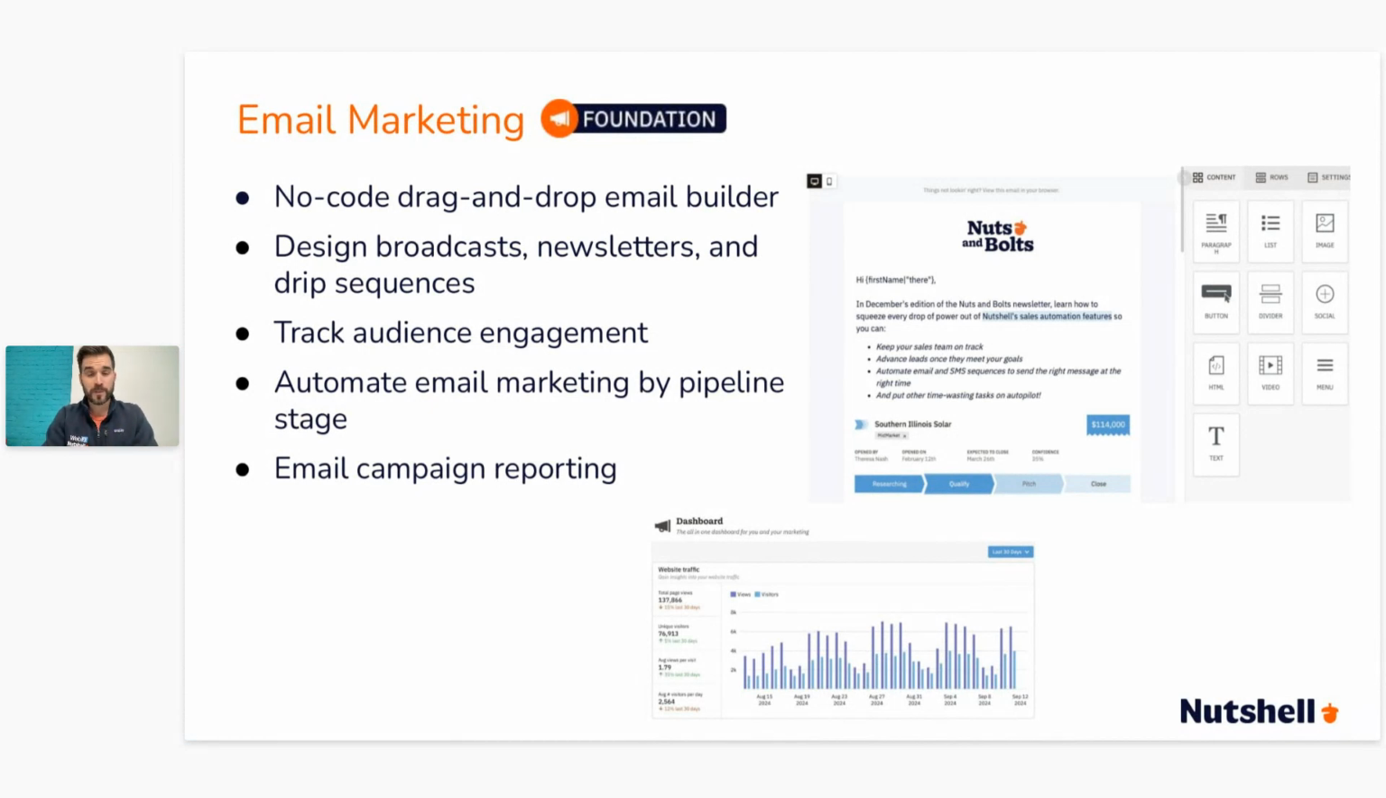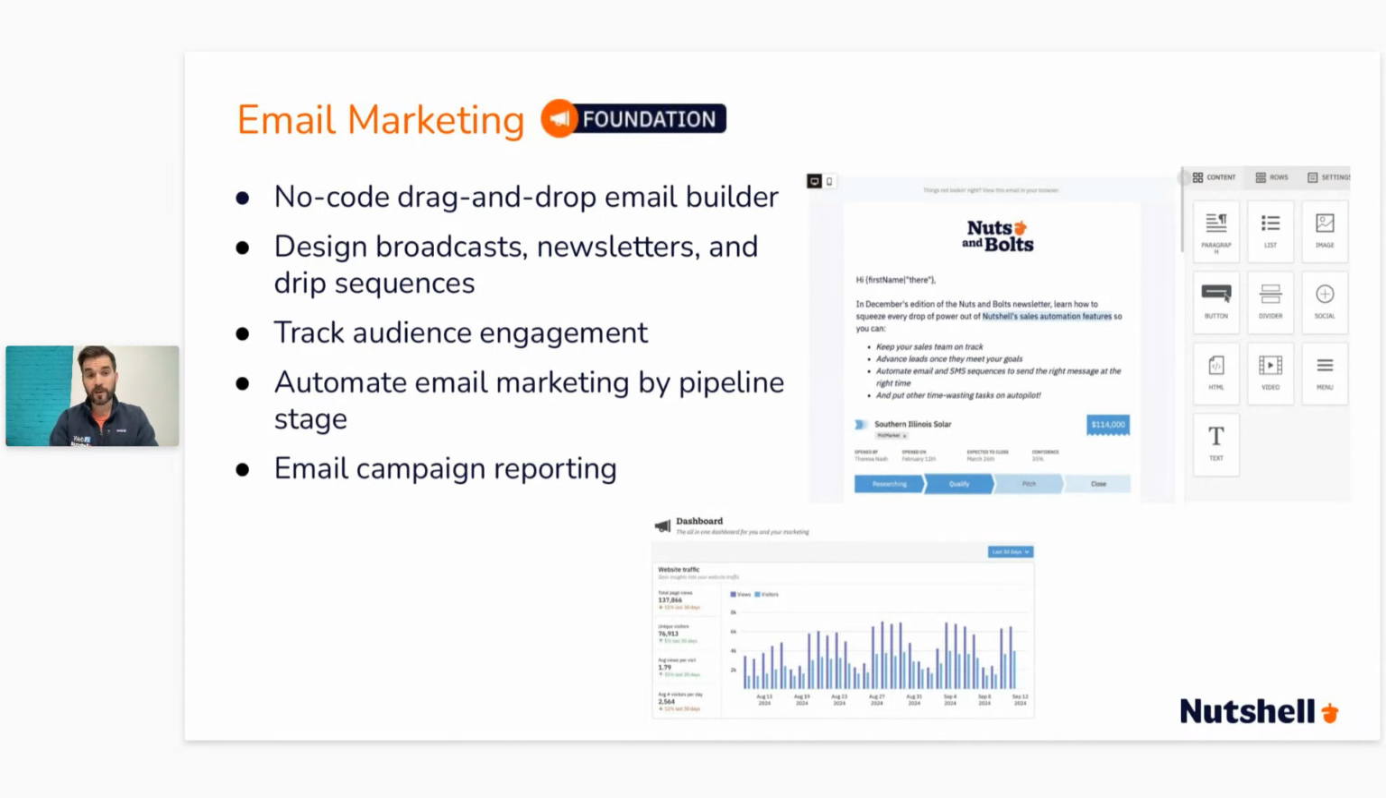And then drip sequences, which if you're a new lead to Nutshell, you might have seen a drip sequence come from me into your inbox, which we send to all of our new leads as well. Typically have at least 1 or 2 or 3 emails in that drip sequence, and they typically lead to trying to accomplish a goal. For us, it's closing a new Nutshell customer. You can track audience engagement, who's opening, who's replying, who's clicking on links in those as well.